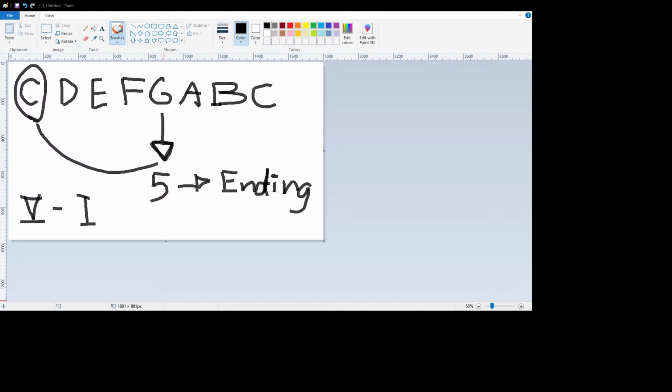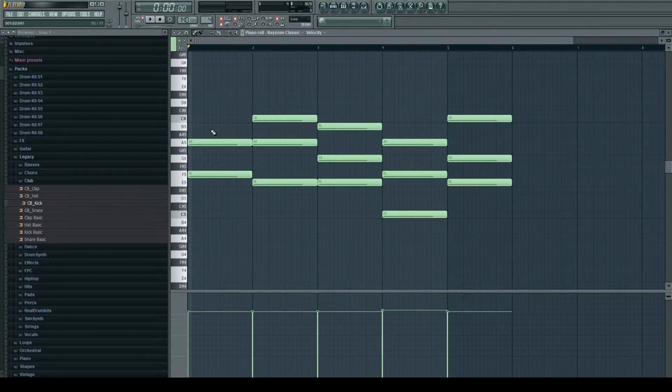Okay. Continue. So again, the fourth or the F is like a support for the fifth chord. But you can also use the fourth as an ending. Let me just change the chord progression a little bit since I started with the F. Now let's go to FL Studio. And this time I'm going to use C major chords, then A minor, and then F major. Then I'll end on the C.